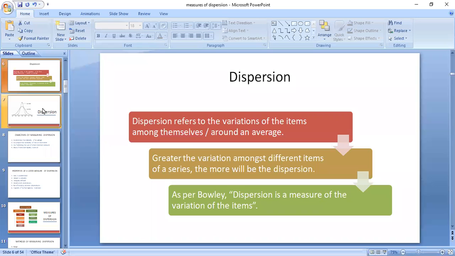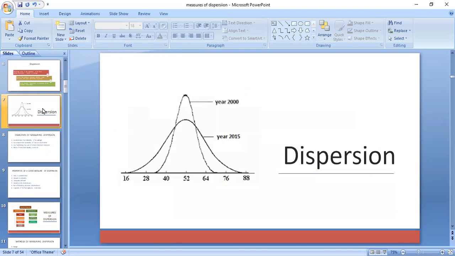Dispersion refers to variation of the items among themselves or around an average. Greater the variation among the different items of a series, the more will be the dispersion. As per Pauli, dispersion is a measure of the variation of the items. As in the bell-shaped diagram, you will see that this bell shape is narrower than this one. So this means that the data is much more dispersed in this wider bell shape.